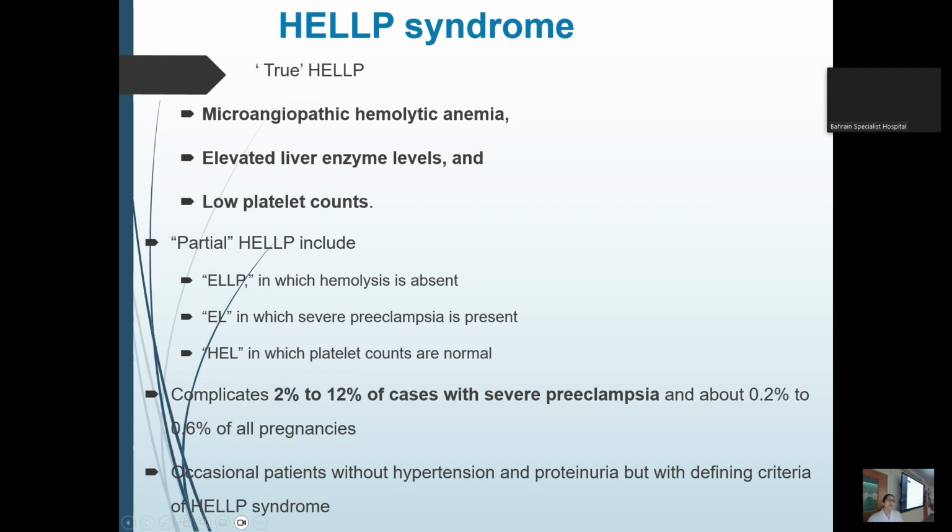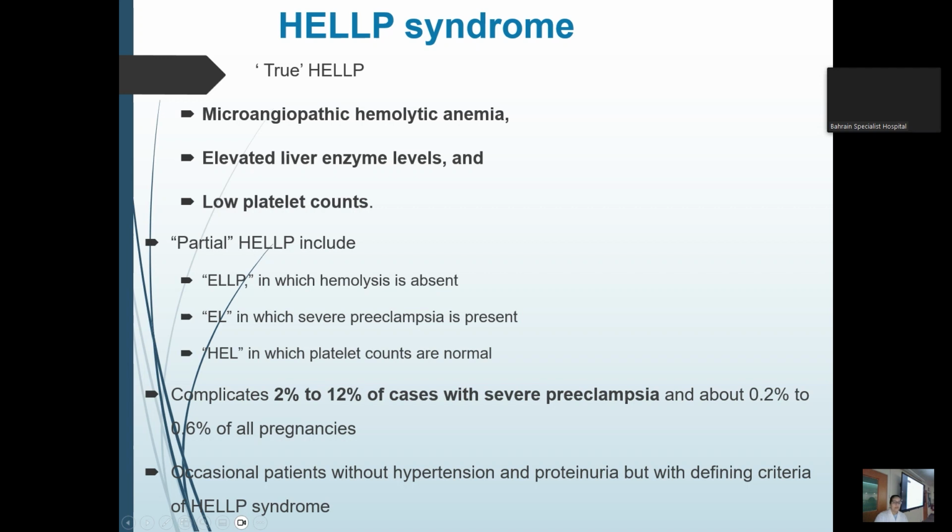Now the HELLP syndrome. The true HELLP syndrome is the triad of microangiopathic hemolytic anemia. This term itself says hemolytic anemia is there, elevated liver enzymes, and low platelet counts. It is a true HELLP syndrome. When it is a partial HELLP syndrome, when hemolysis is absent, there can be only elevated enzymes. Severe preeclampsia can be present, and it can be ELLP, in which platelet counts are normal. So it can be a partial HELLP syndrome also.